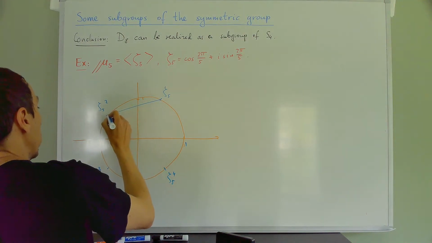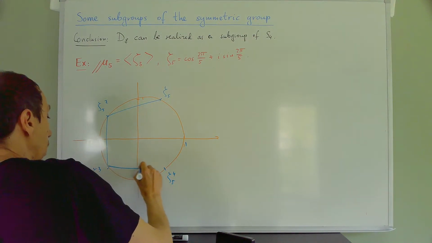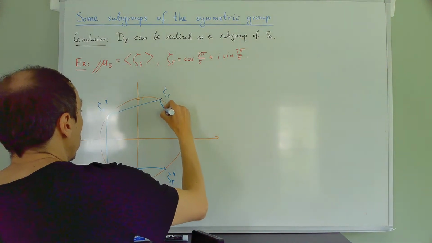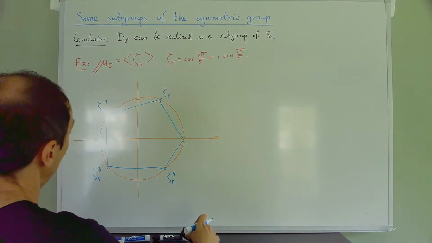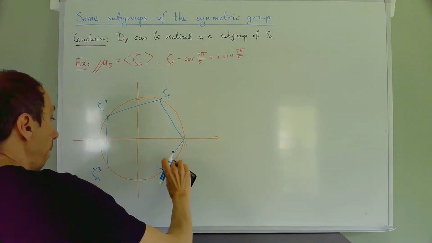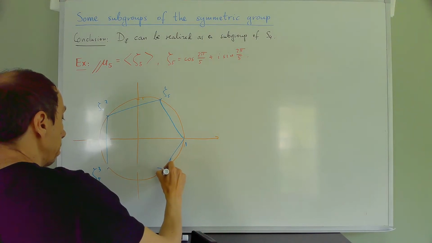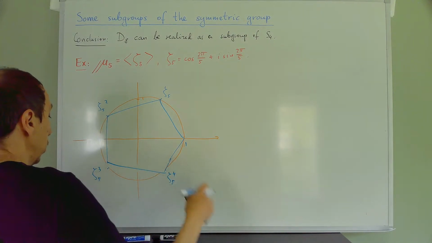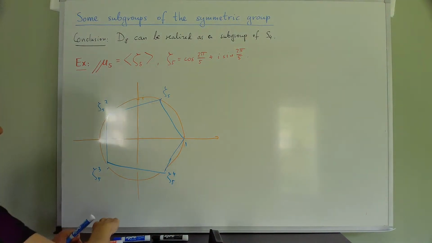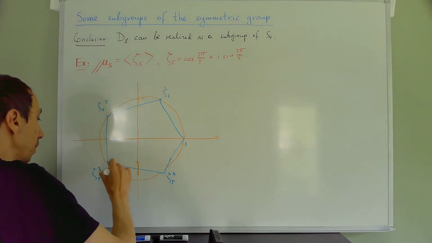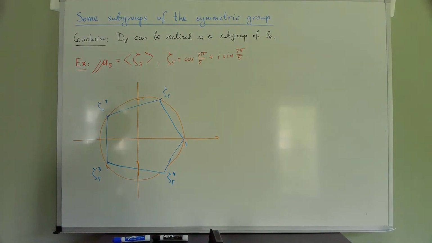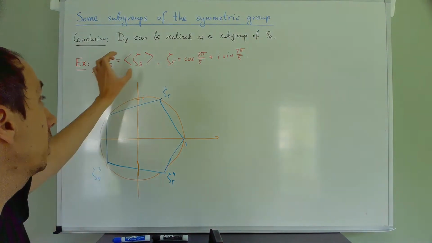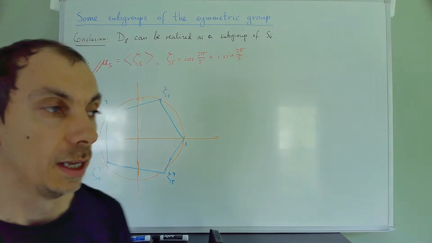And so if I connect it, I get a regular pentagon. I had to cheat the picture a little bit to get it to look like a regular pentagon. Normally, of course, these are just these roots of unity. So the vertices of this regular pentagon, that is the group mu5 under multiplication.